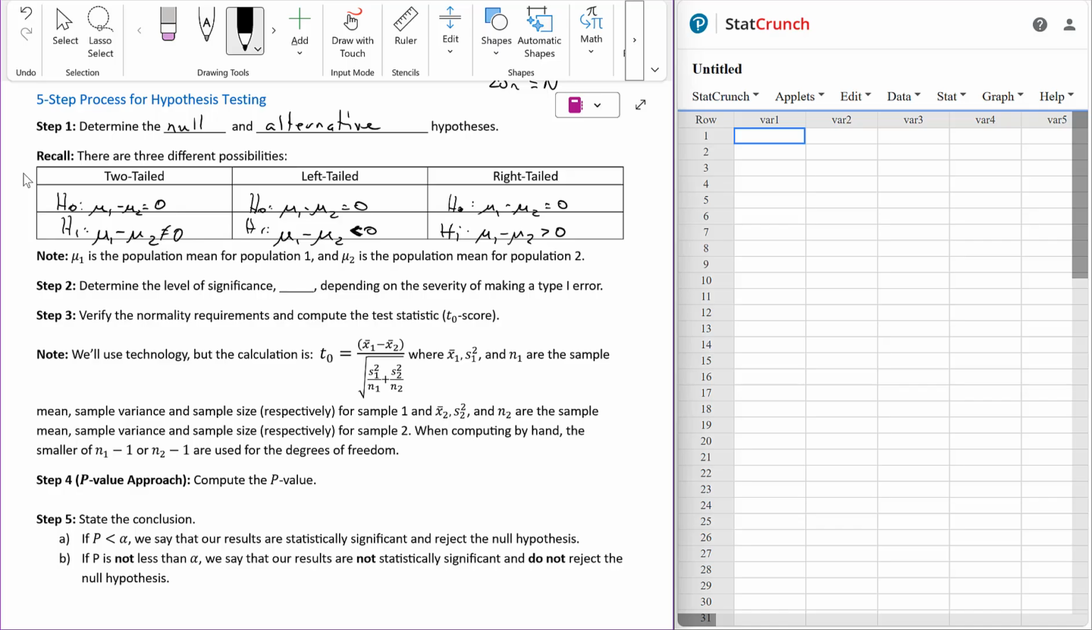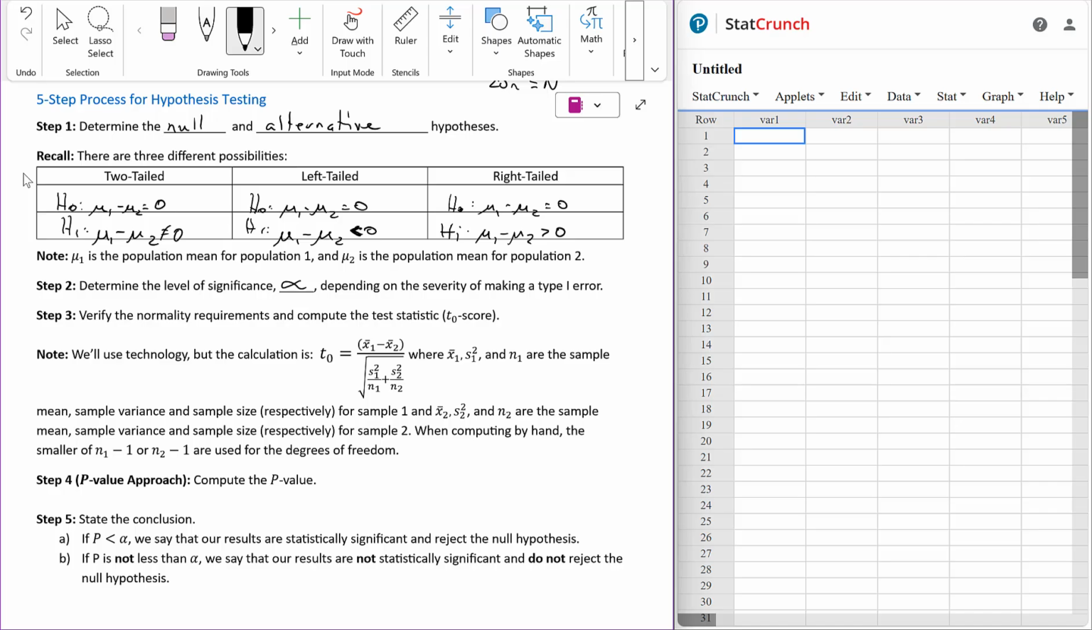For step 2, we're determining the level of significance, alpha, depending on the severity of making a type 1 error. Generally, again, you've seen it's been given to us in the problems. But if you were doing your own research, you'd have to pick one. Step 3, verify the normality requirements and compute the test statistic. We'll get a t-score again.